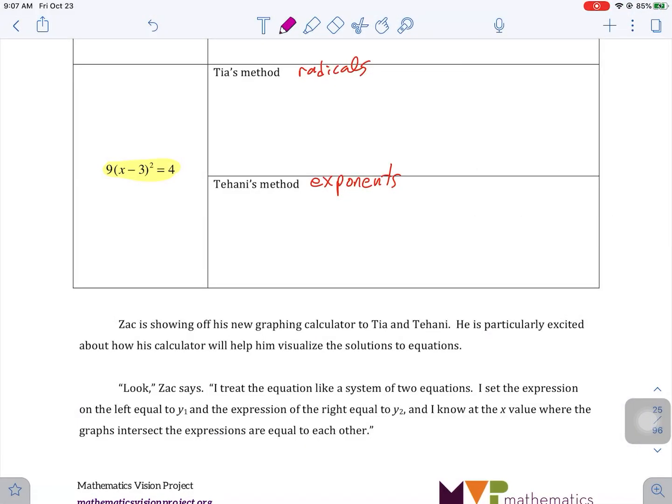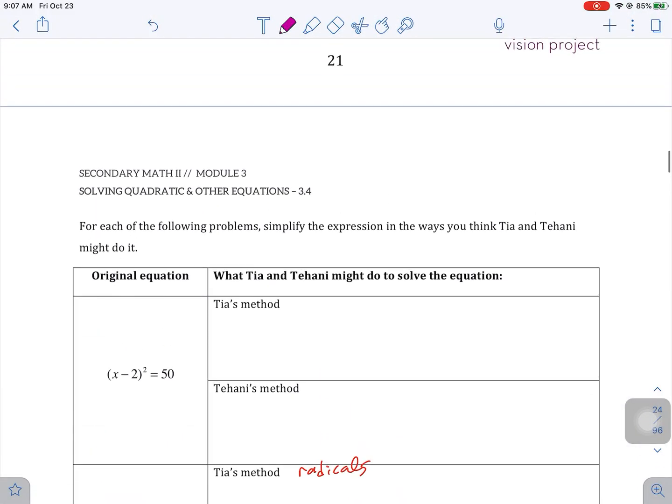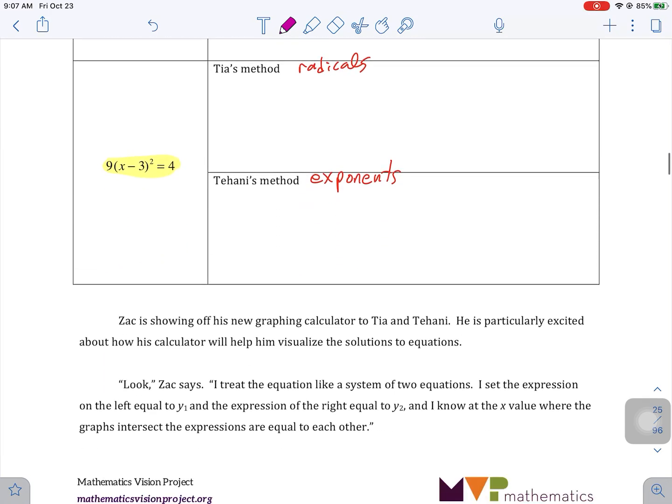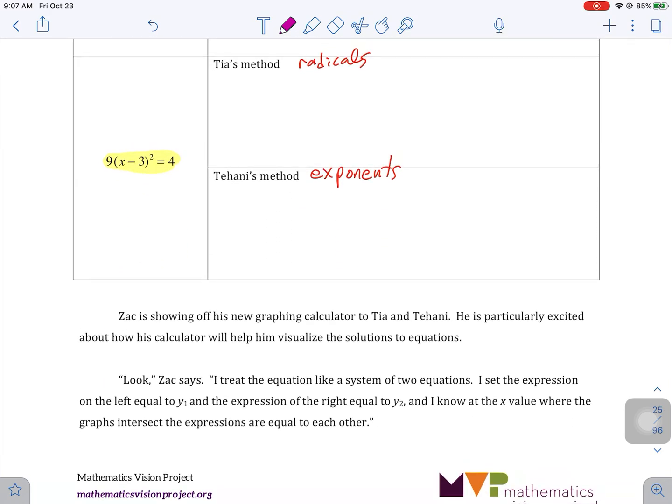All right, welcome back. Finishing up here on Module 3, Task 4. Let's look at solving an equation now using some of these rules that we talked about with radicals and exponents. Since my last one was radicals, I'll do this one with exponents. And what I'm trying to solve is the equation 9 times (x minus 3) squared equals 4.